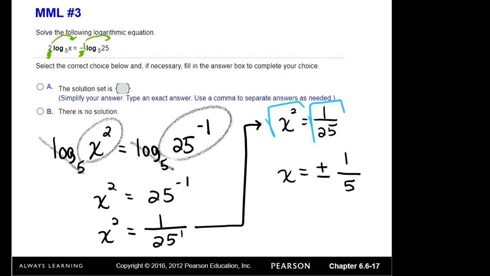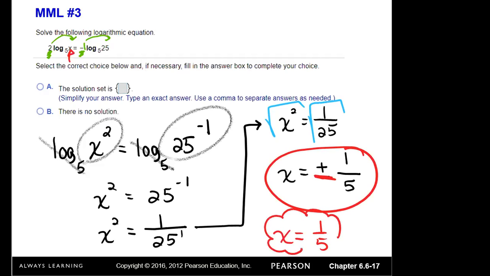However, if you are going to plug in, I get these two possible answers. If you plug in the negative one right here, it won't work. So my only true answer is positive 1/5. That's my only answer, which will go here because you can't take the log of a negative. Negative doesn't work. Negative doesn't check.